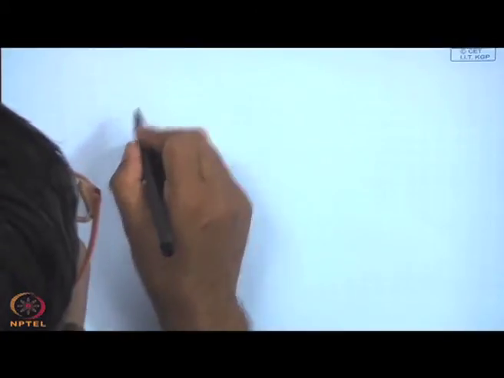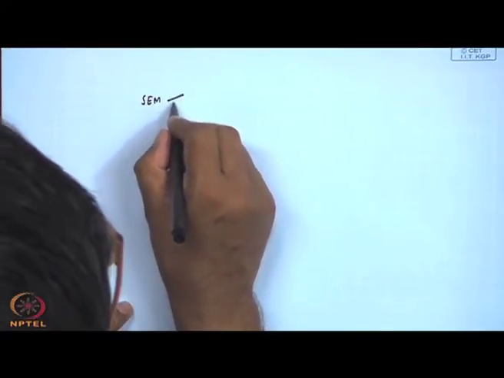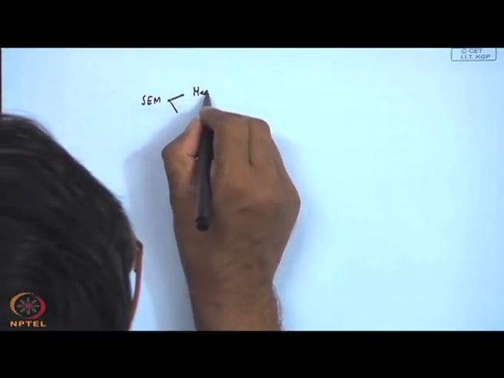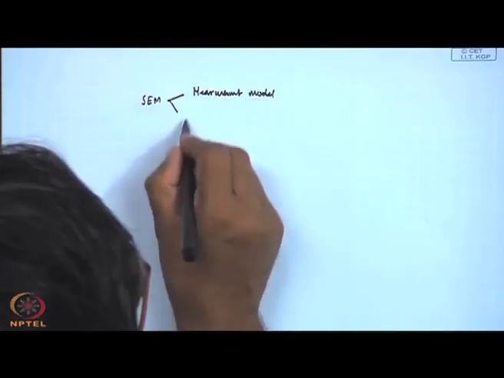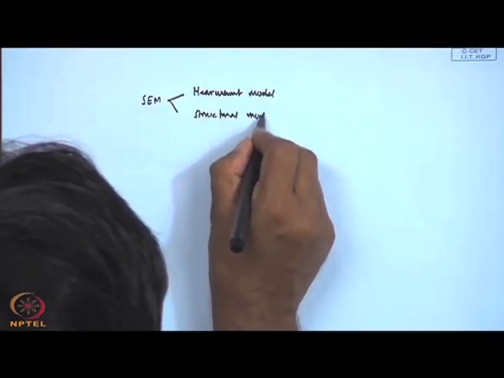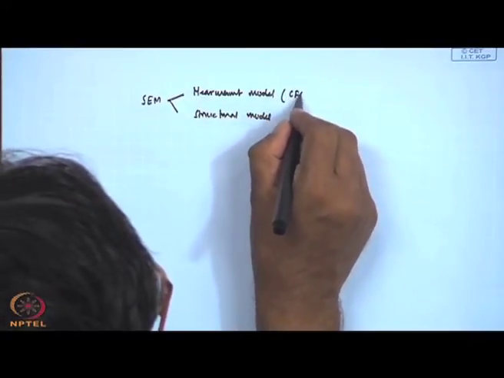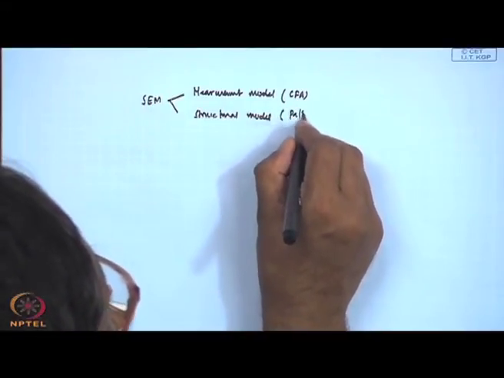So, finally, let me summarize this lecture for my students. We said that structural equation modeling has two parts. One is the measurement model, and another one is the structural model. The measurement model is nothing but confirmatory factor analysis, and the structural model is actually path analysis.